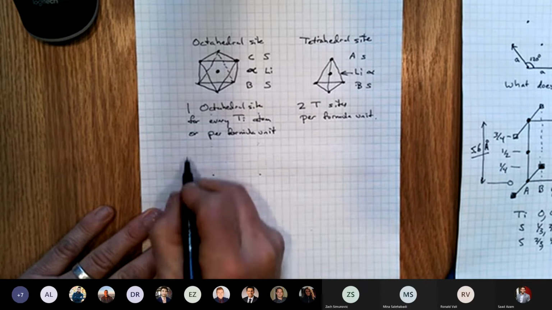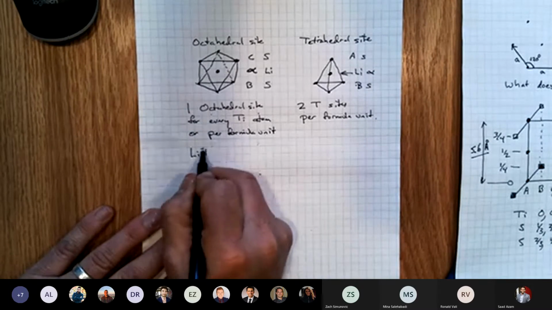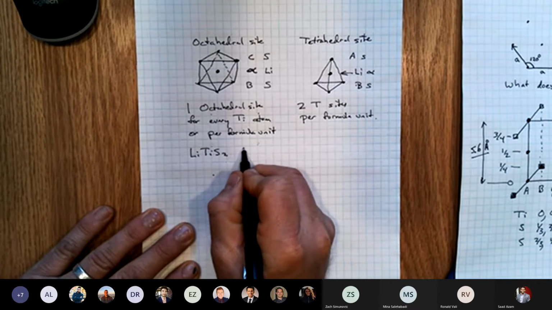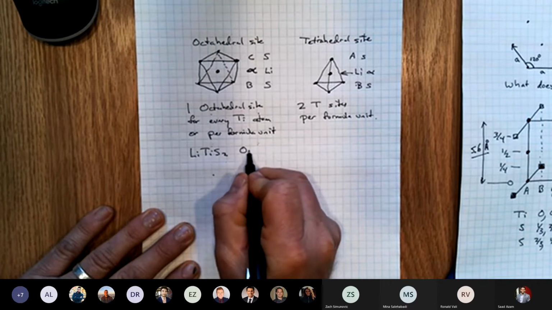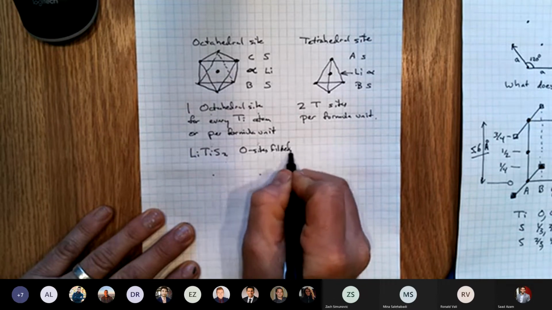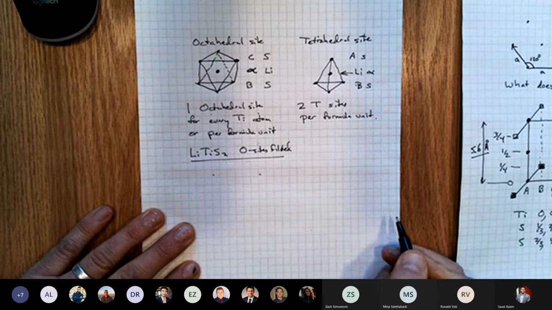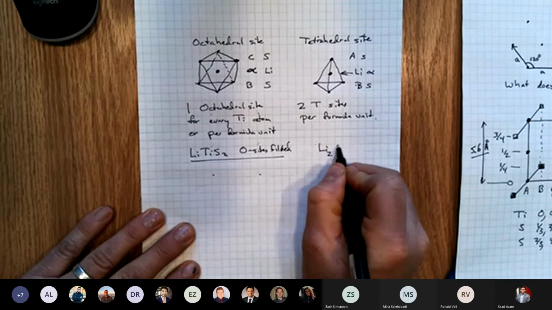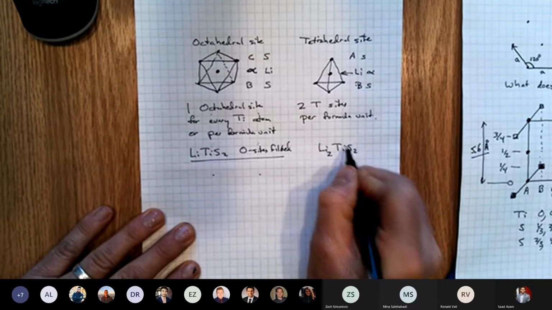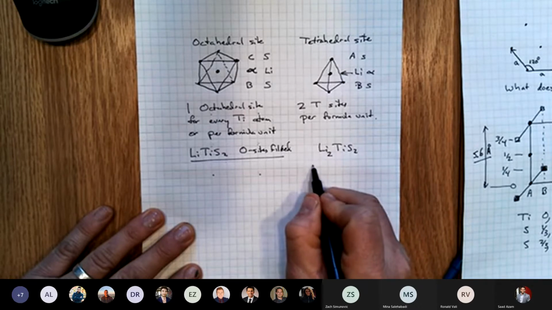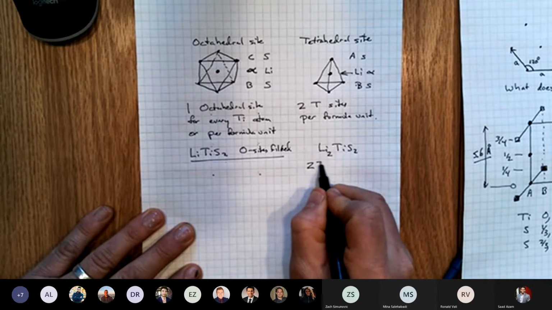And it turns out that lithium TiS2 has octahedral sites filled. But if you continue adding lithium to the material, you can make lithium-2 TiS2. And what you learn is that in this case, the two tetrahedral sites are filled.